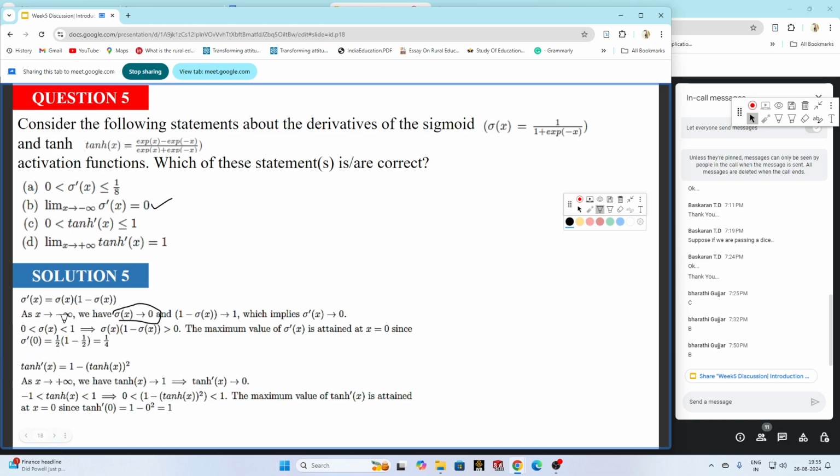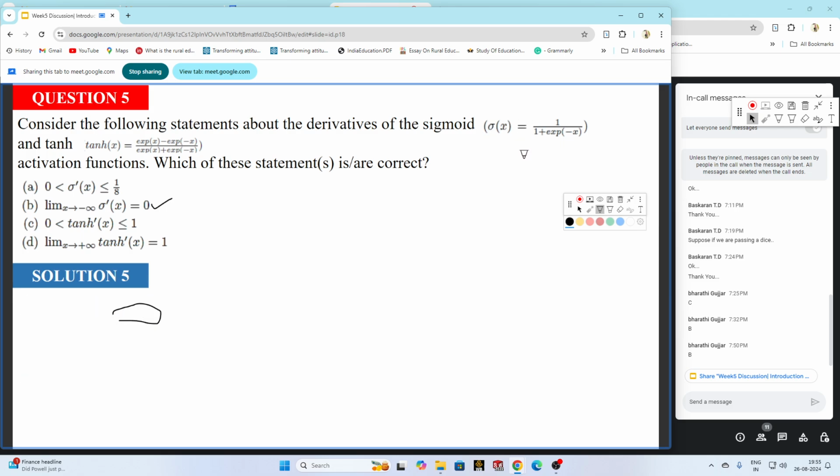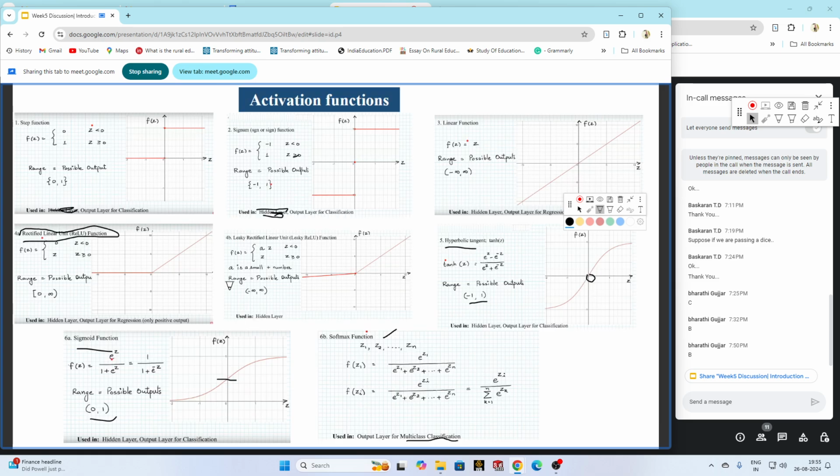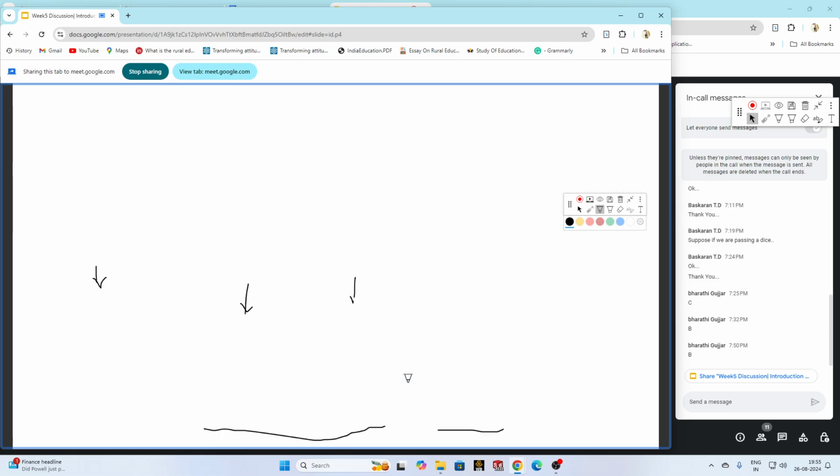Now, when you see the curve of this activation function, sigma(x), the range is from 0 to 1, right? The range is from 0 to 1.